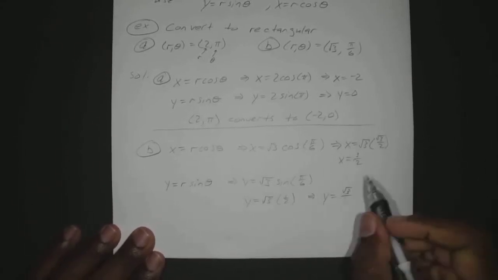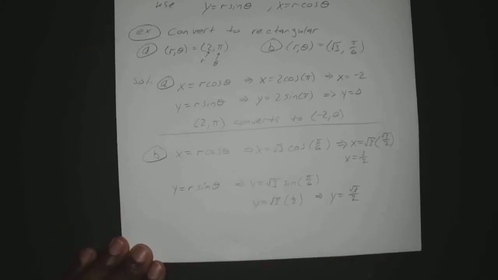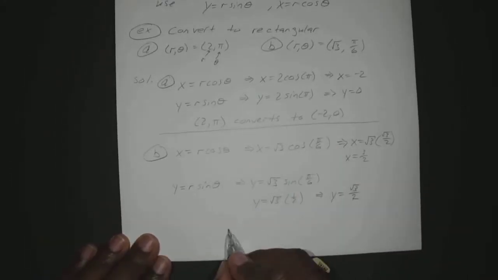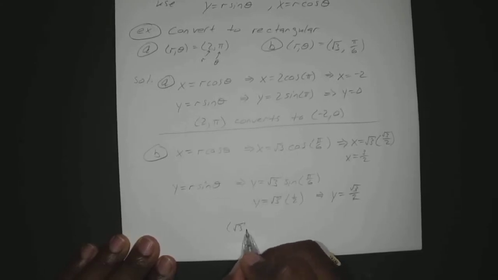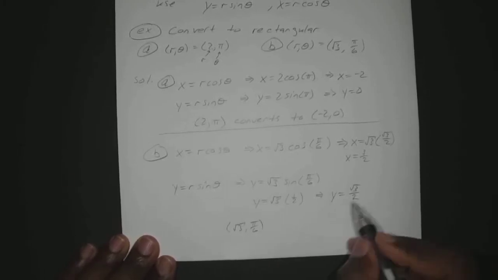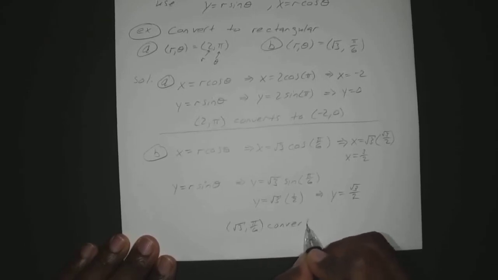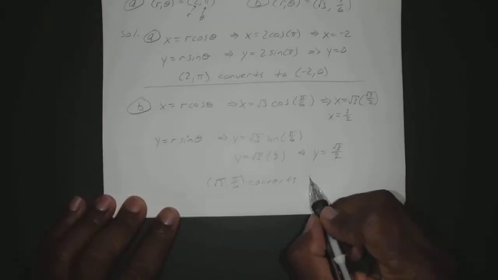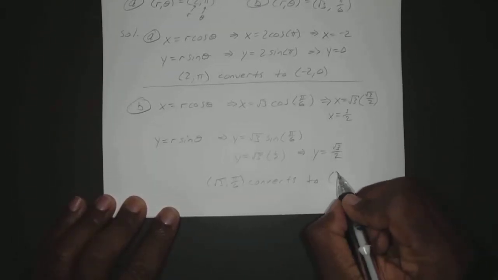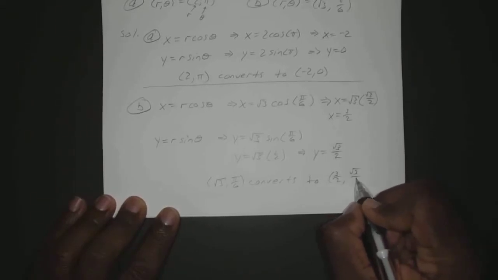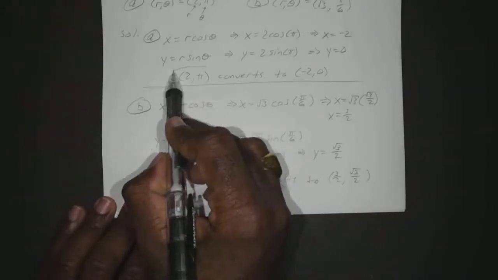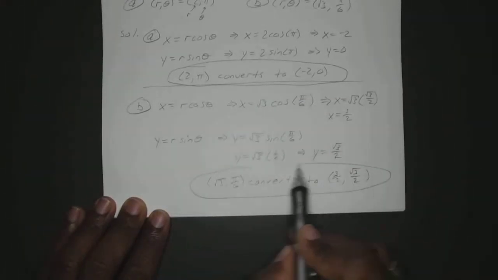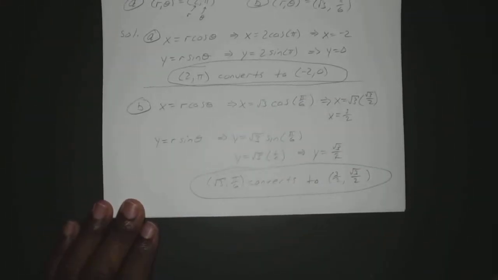Okay, so that means our polar coordinate square root of 3, pi over 6 converts to 3 over 2, square root of 3 over 2. Might as well circle the final answer. All right. So any questions on that one? All right.